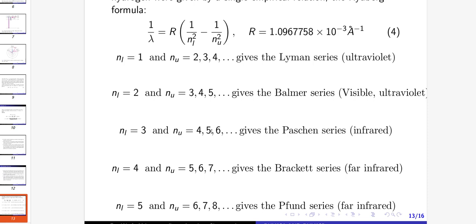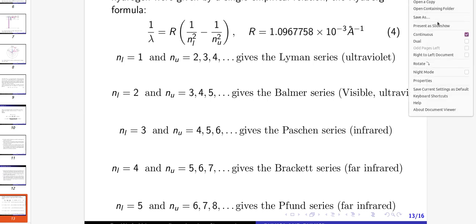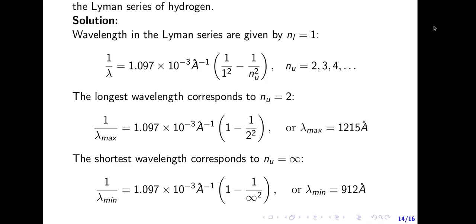And we'll talk about the third line, nu will be 6. Okay, so the first example for today: Determine in angstroms the shortest and longest wavelength of the Lyman series of hydrogen. So we use the formula. We have to calculate the shortest wavelength as well as the longest wavelength.